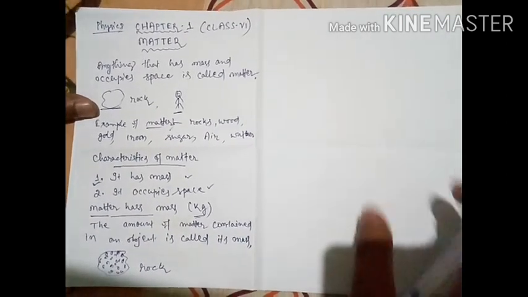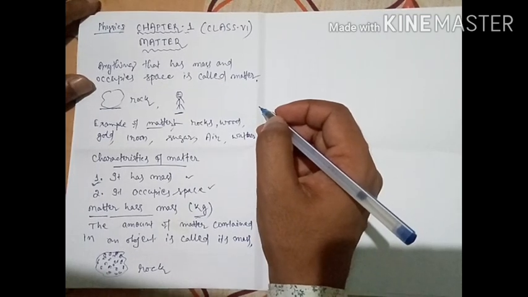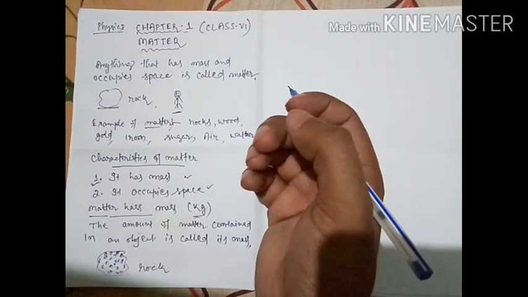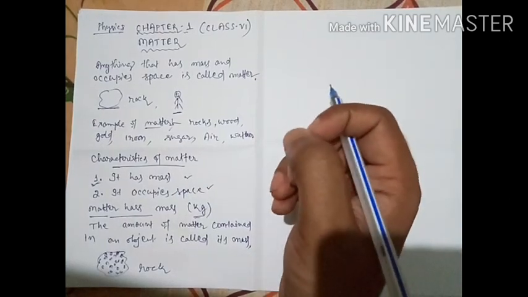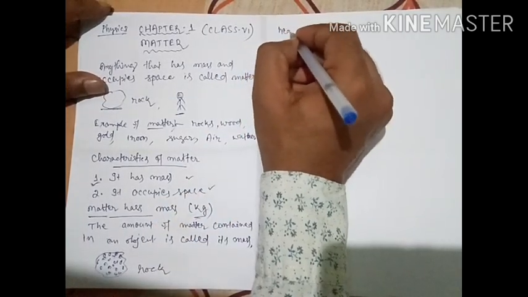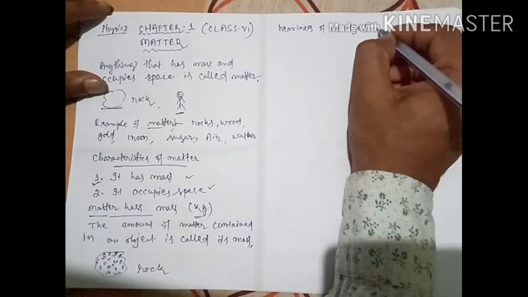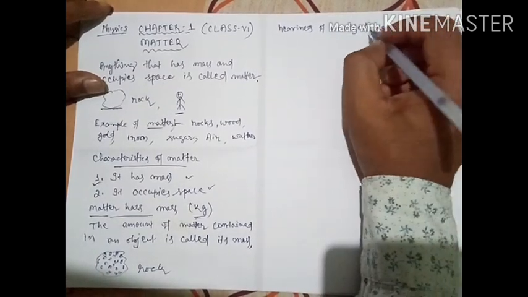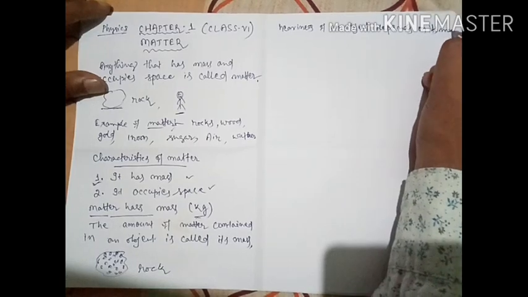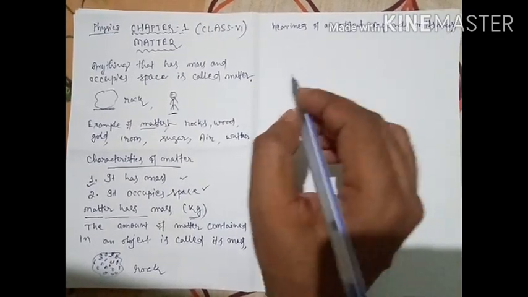From mass you can find out whether a body is heavy or light, and further from the words heavy and light you can say whether the body has weight or is weightless. The heaviness of an object depends on its mass. So I can write here, students: heaviness of an object depends upon its mass. Understood, students? This is another point related to matter has mass.